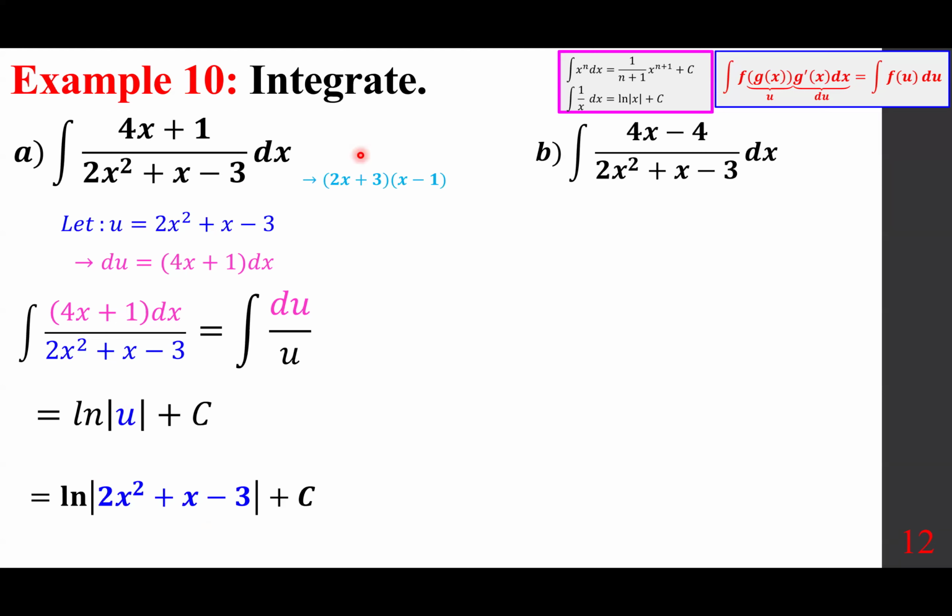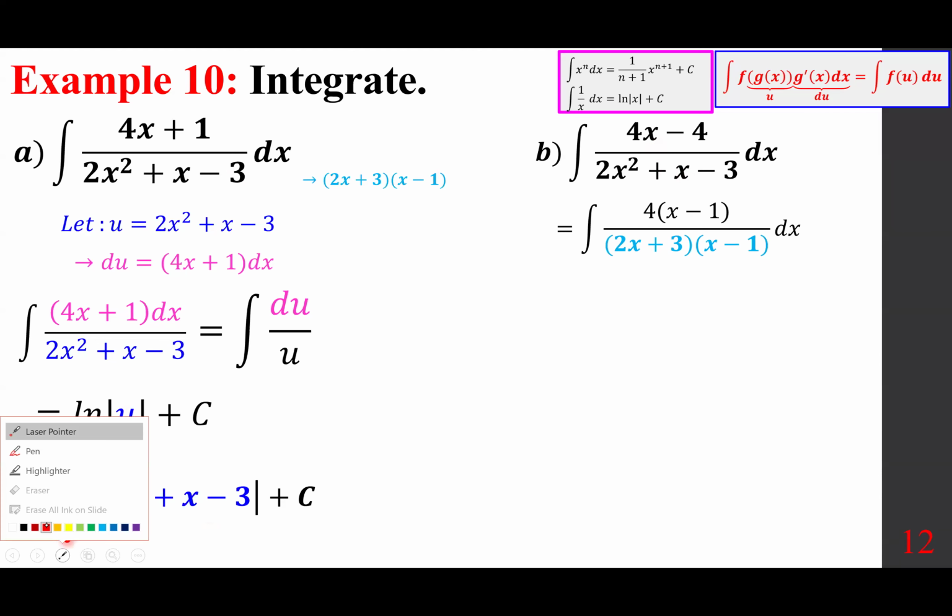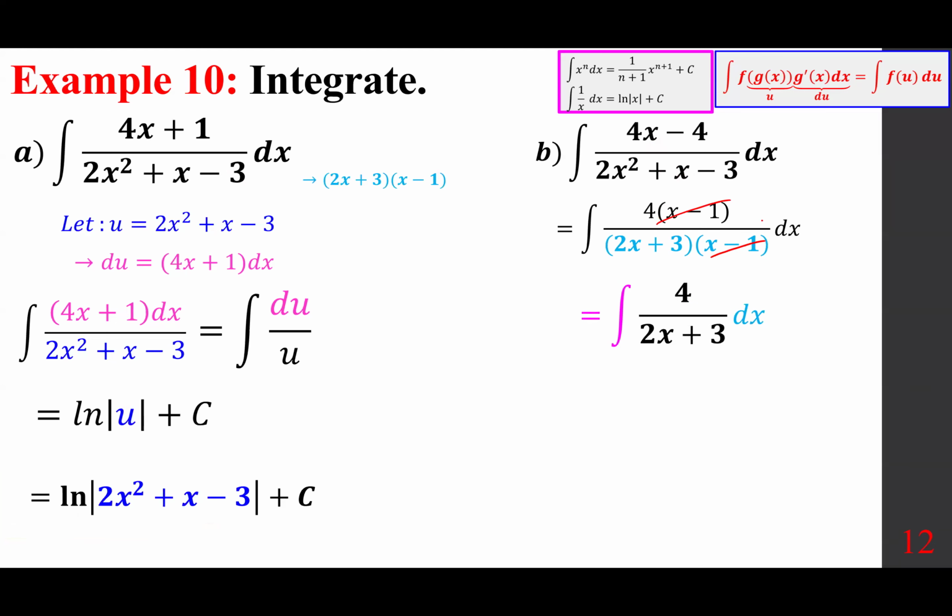What's the difference between these two? Well, I can factor the numerator also, in which case the common factor of x minus 1 must be dropped. So the difference between A and B is that A cannot be simplified, B can, and it must.